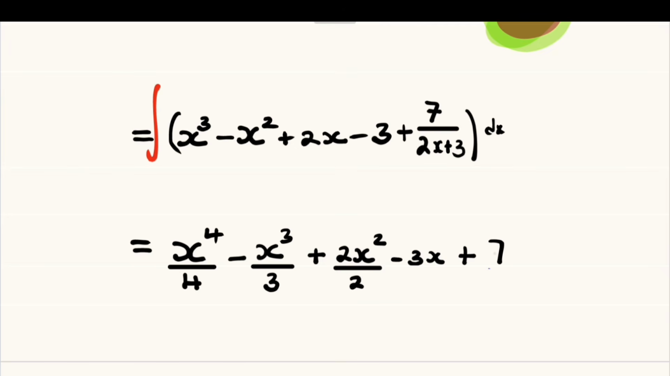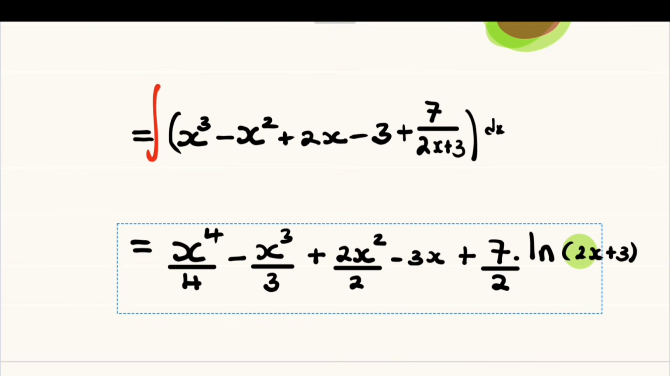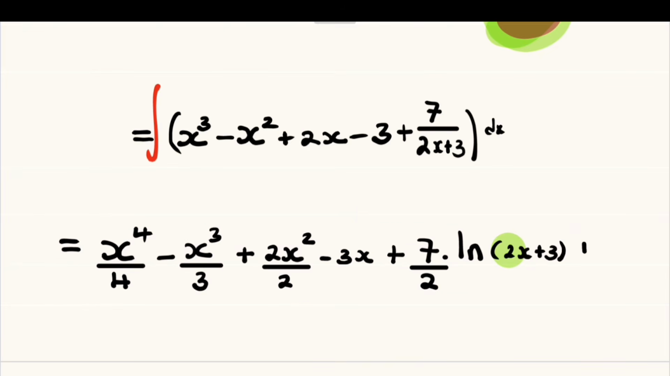The 7 is a constant, we just put it by the side, and the integral will be the ln of the 2x plus 3. Remember that when we differentiate, we multiply by the derivative of that 2x, which is 2. Now we integrate, so we multiply by the derivative of the 2x, which is 2. If you are not able to follow through, you can evaluate the integral of the 7 divided by the 2x plus 3 by the side.